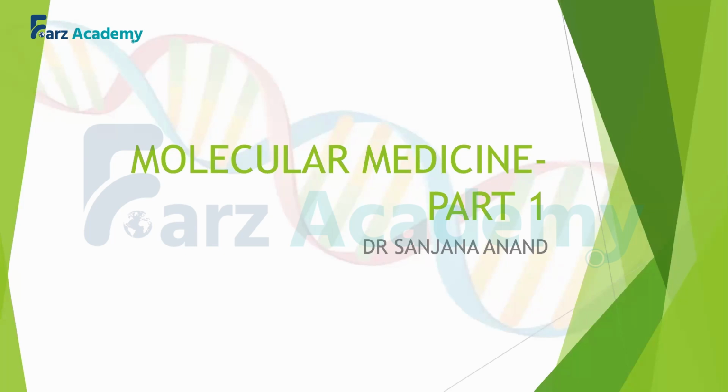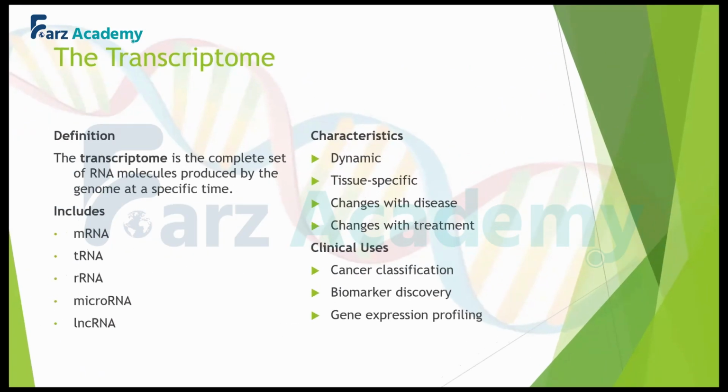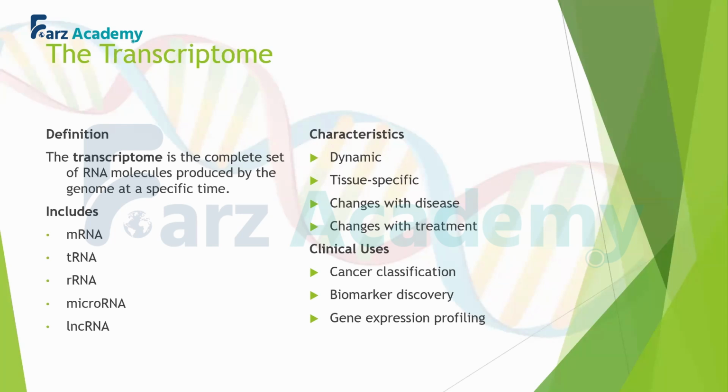I'll be discussing some terminologies with you, and we will also see how genes are regulated, what are genomes, what is PCR, what is reverse PCR, and all of that. Okay, look at what a transcriptome is. A transcriptome is the complete set of RNA molecules produced by the genome at a specific time. So whenever DNA is transcribed into RNA, the entire complete set is called a transcriptome. It includes the mRNA, tRNA, rRNA, microRNA, and also lncRNA.